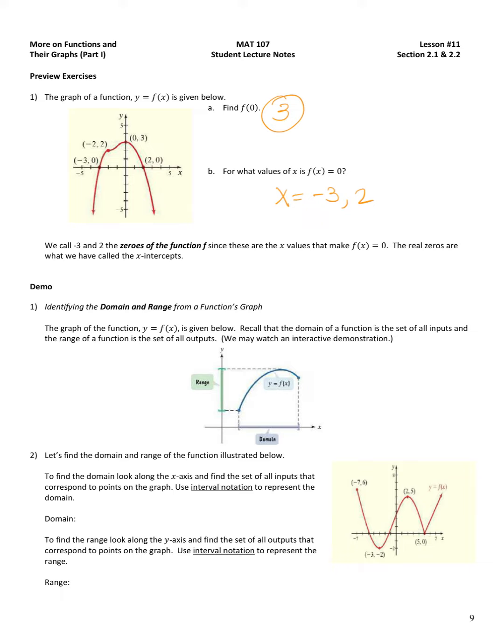Okay, so -3 and 2 we often call x-intercepts. They're also called zeros of the function f because they are the x values that make the function equal 0. So we call them the zeros. Okay? And real zeros are often called x-intercepts.